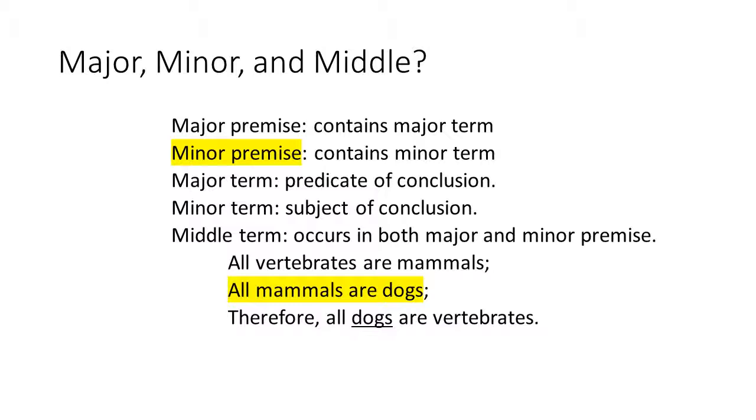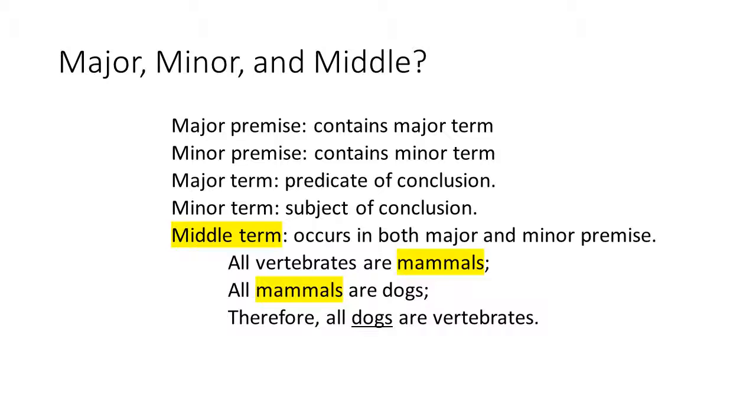Now we have this thing at the end here, the middle term. So what's that? Well, it occurs in both the major and minor premises. So which term occurs in both? Mammals, right? Ignore the underlined dogs there. I'm not sure why that's there. But mammals occurs in both the major and minor premise.